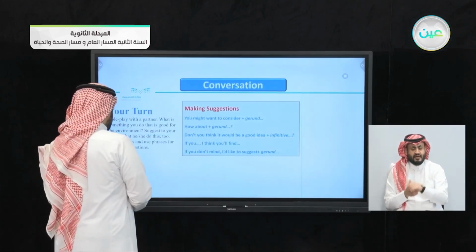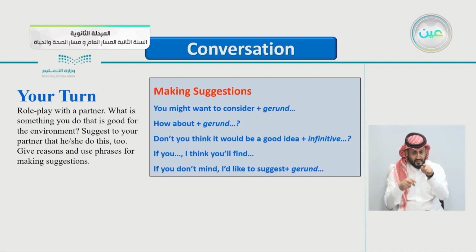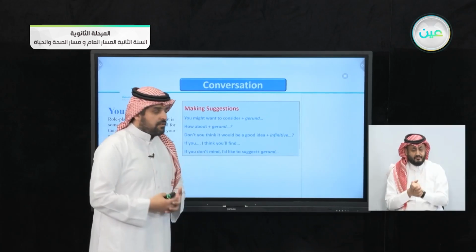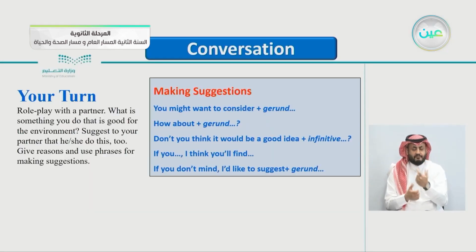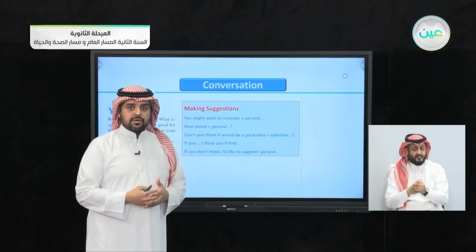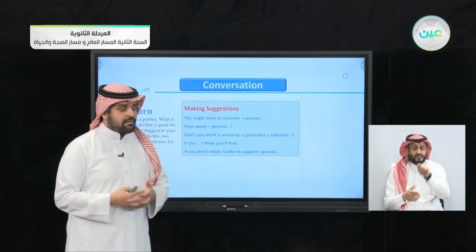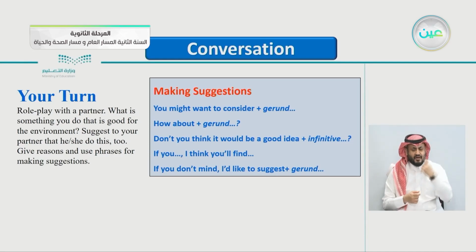So your turn here, role play with a partner. What is something you do that is good for the environment? So discuss with your partner what is something that you always do, maybe as a habit, that is good for the environment. Suggest to your partner that he or she do this too. Give reasons and use phrases for making suggestions. As in the conversation between Jassim and his friend Ibrahim, try to convince your friend, your colleague, to be more like you and try to save the environment by making suggestions for him, of course.